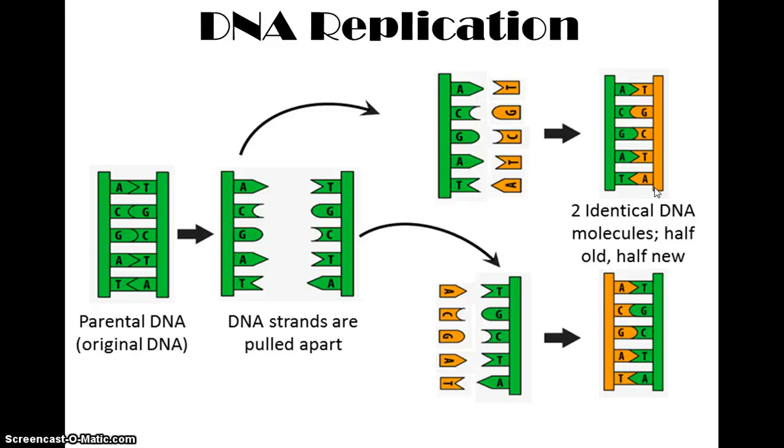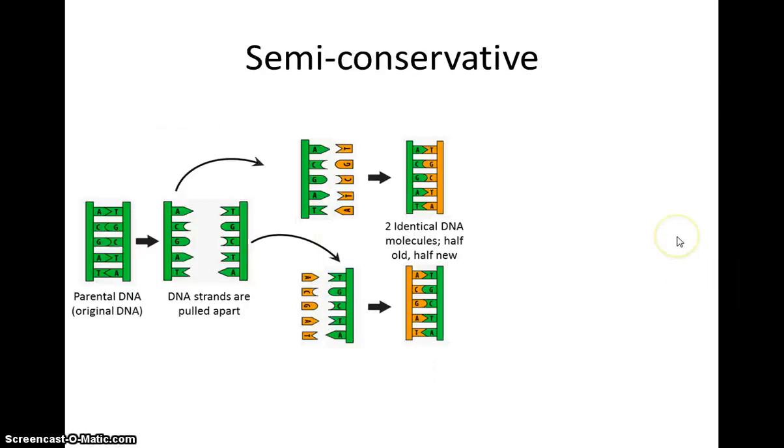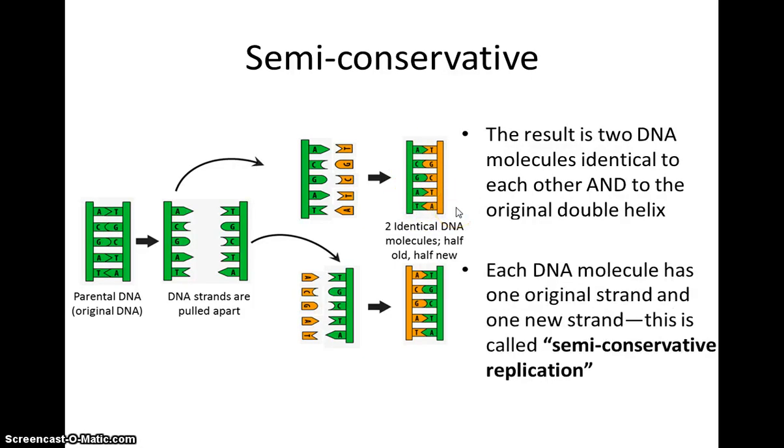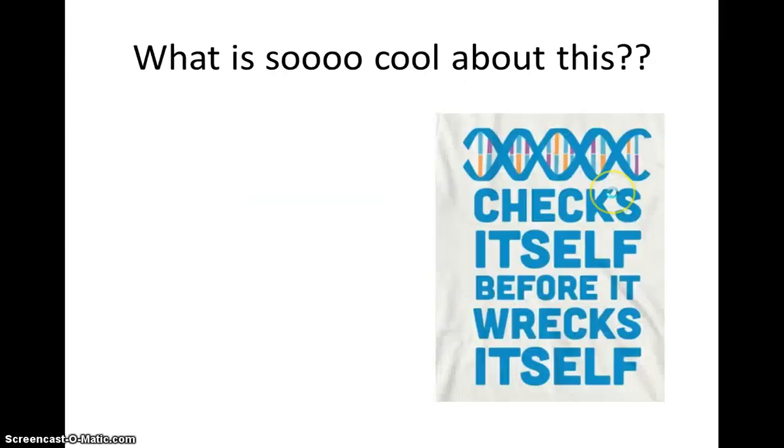So you need to know that terminology. Here's your complementary bases. Again, complementary just means that they match together. So A goes with T, C goes with G. It's just a fancy word for matching. Semi-conservative means that in the new DNA molecules, you have half old and half new. So half the DNA is from the parent strand, half is from the daughter strand. That's basically what this says right here. And then just definitions of parent and daughter. So parent strand is from the original, daughter is the new strand.